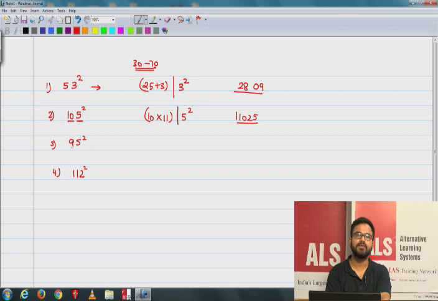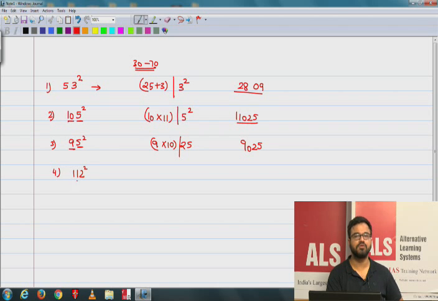Now similarly 95 square. It is also ending in 5. So 5 square will be 25 over here, and it is 9. So after 9 we have the number 10. So here we will do 9 multiplied by 10, which is 90. So 9025 is the square of this number.